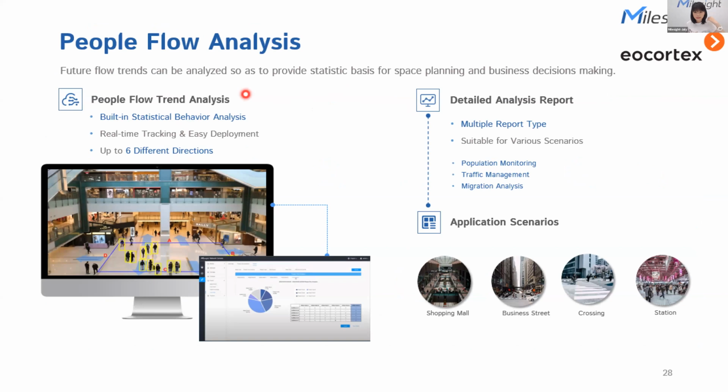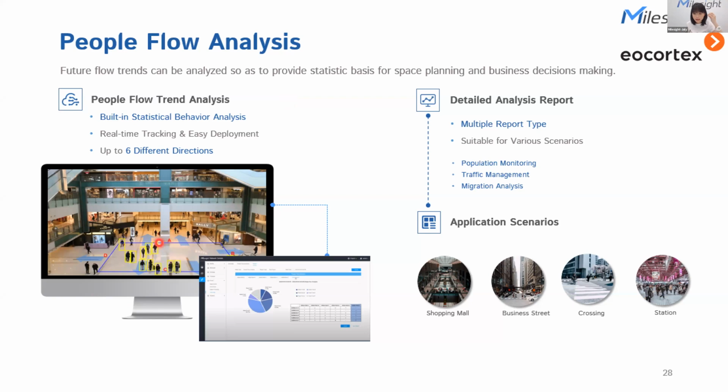The first AI analysis I would like to introduce is the people flow analysis. I think our customers may be more familiar with the people counting, right? Actually, the people flow analysis will be more focused on analyzing the direction and the trends of the pedestrian traffic in up to 6 directions. Let's take this image as an example.